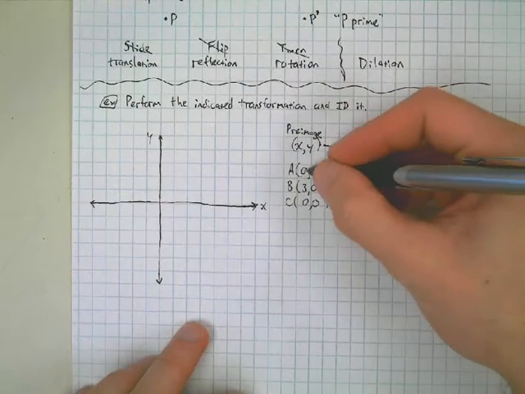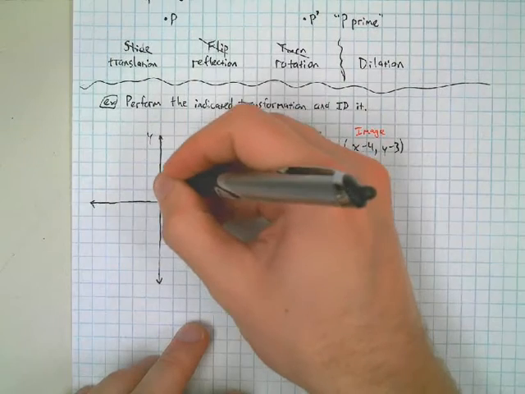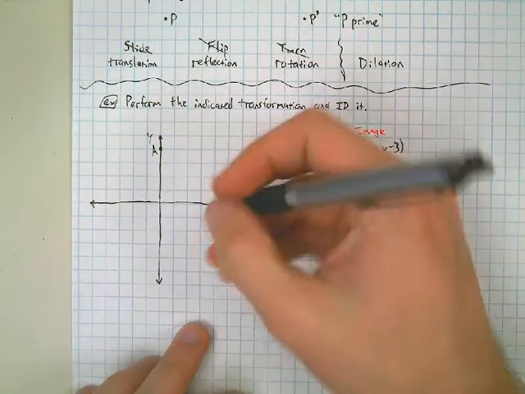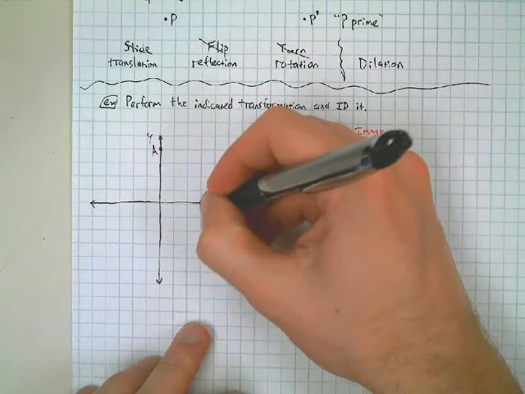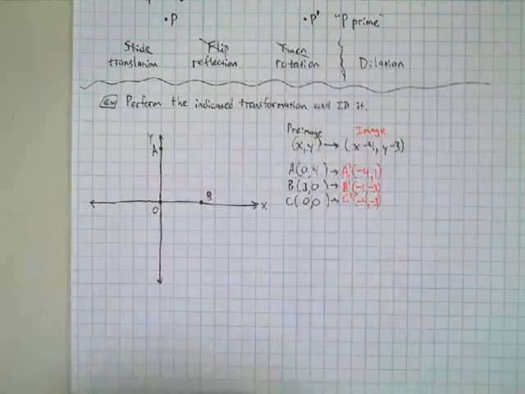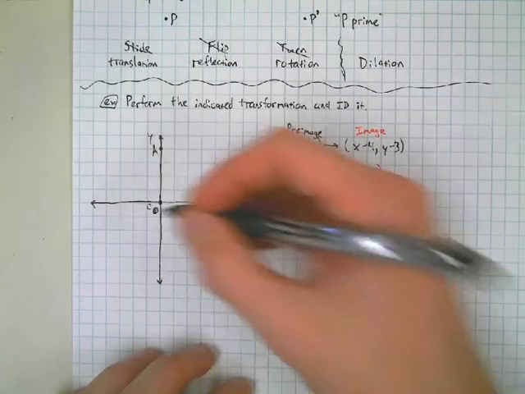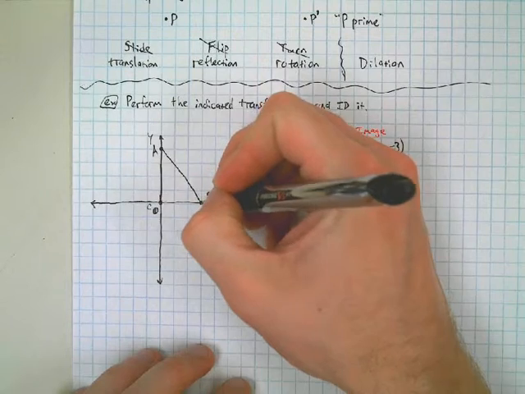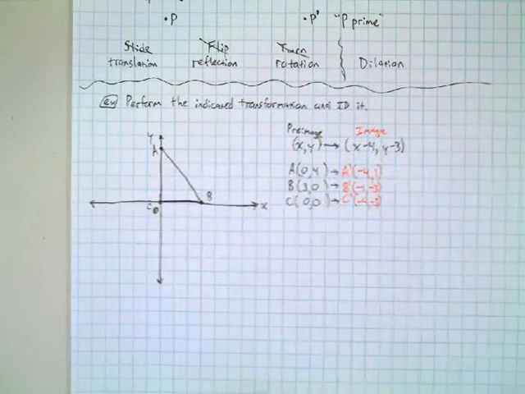So A has coordinates 0, 4. So 1, 2, 3, 4. There's point A. B has coordinates 3, 0. There's B. C has coordinates 0, 0 at the origin. Oops, I called it, and I should have called it C. Okay. And so our shape is kind of right along here, buttoned up against the axis. Okay, there's our triangle.